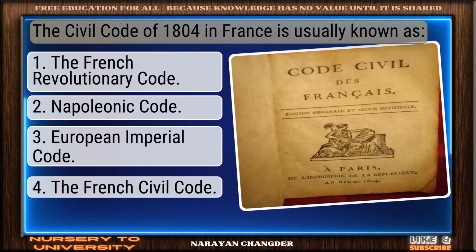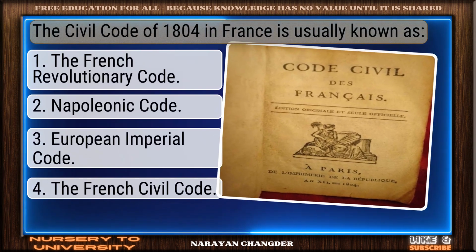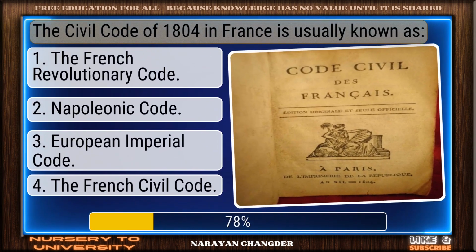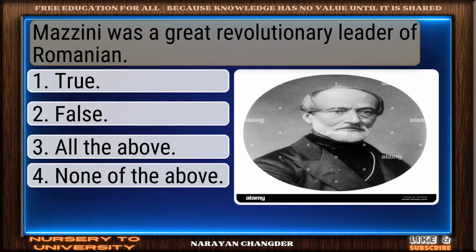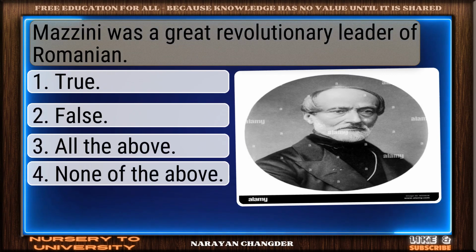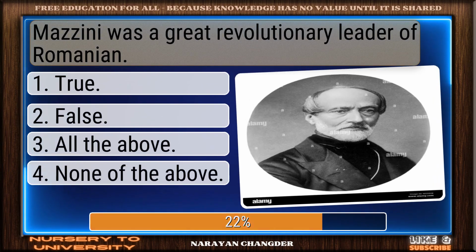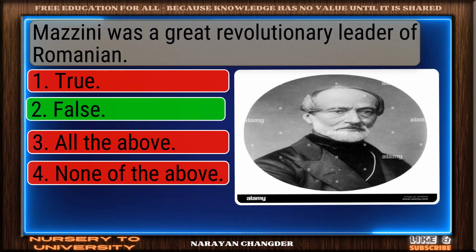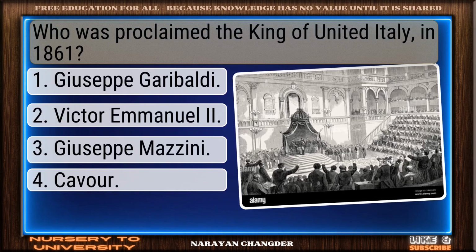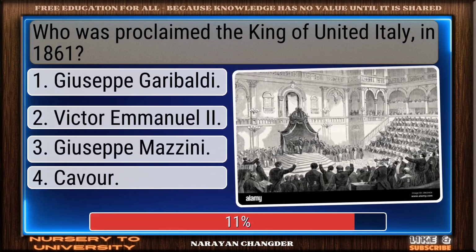The Civil Code of 1804 in France is usually known as... Right again. Napoleonic Code is valid. Mazzini was a great revolutionary leader of Romania. You got it. False fits. Who was proclaimed the King of United Italy in 1861?